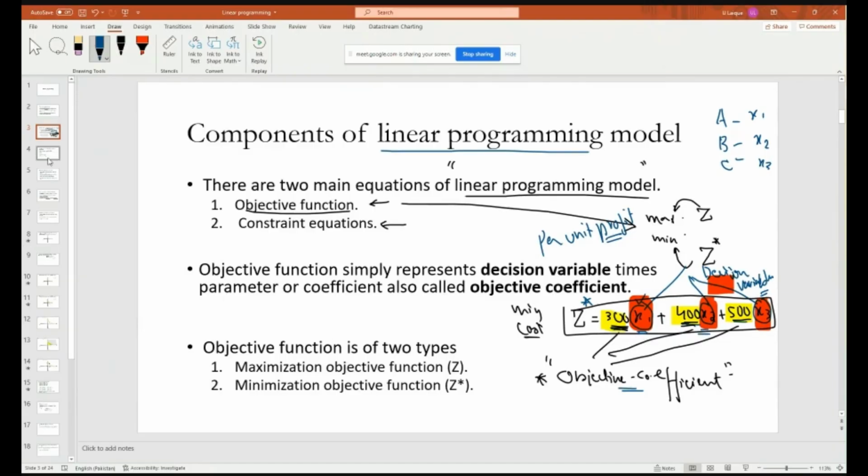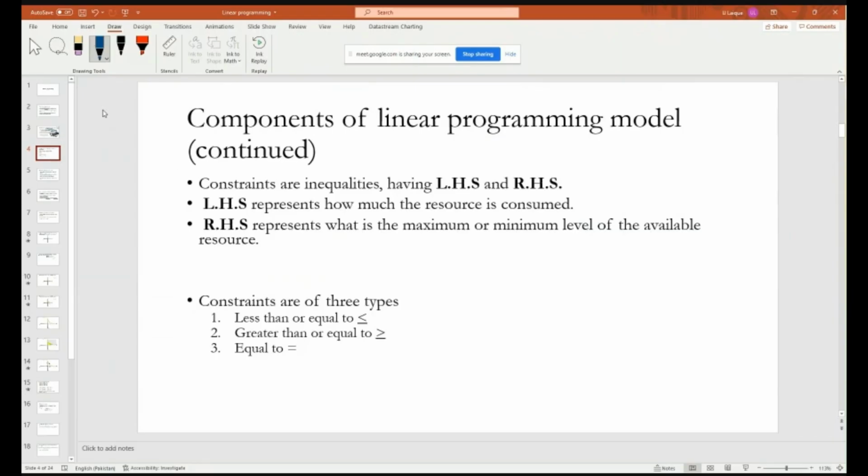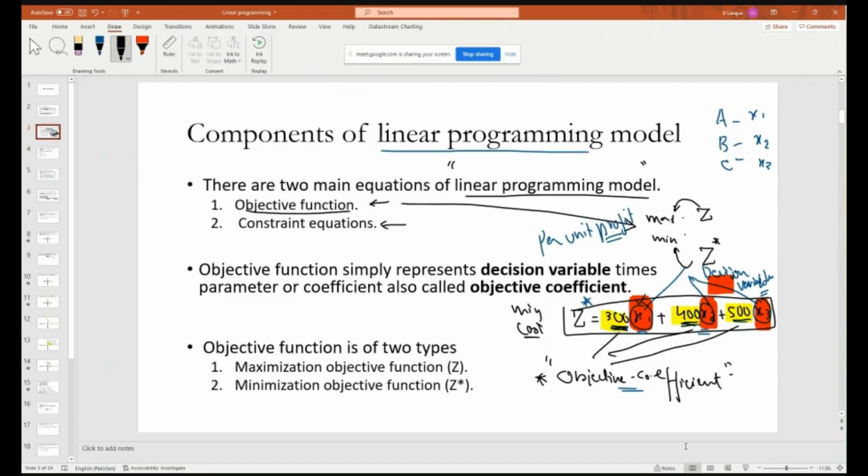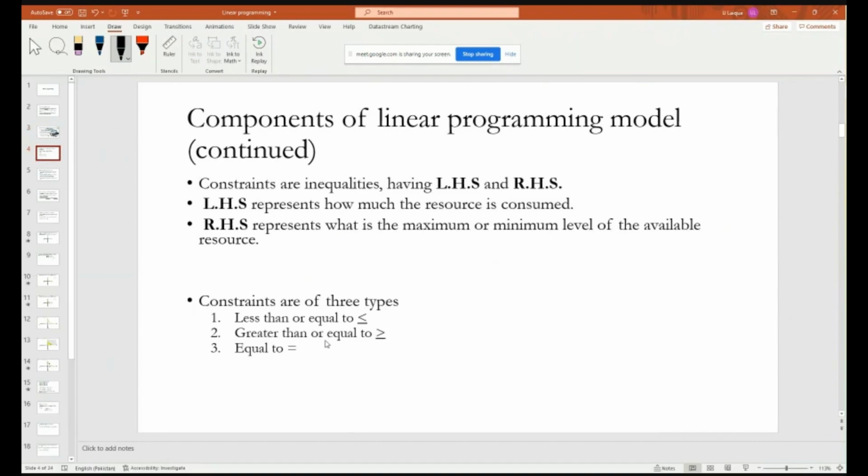Now, moving on to constraints. What are constraints? Constraints limit the value of z and z star, that is, the minimization and maximization objective functions. A constraint has two components, the left hand side and the right hand side. So I'll write a constraint. In a production process, I'm considering labor hours, that is, the amount of time spent in manufacturing a single unit.